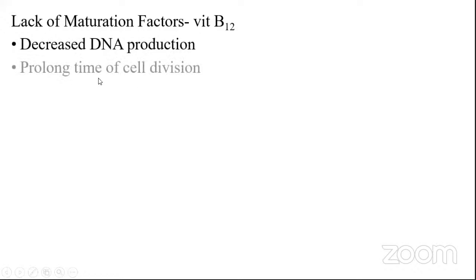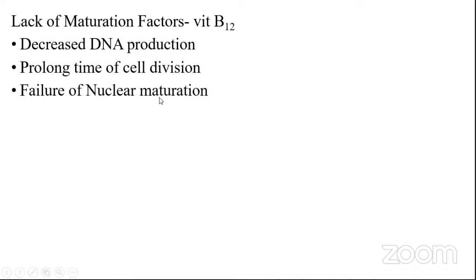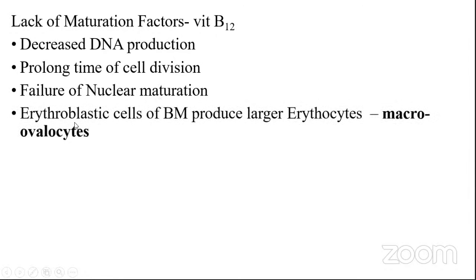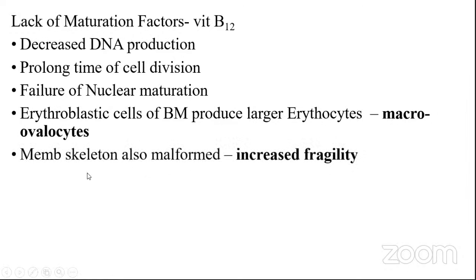Don't worry. So lack of these maturation factors, especially B12, there is decreased DNA production and it prolongs the time for cell division, and finally there will be failure of nuclear maturation. In such cases you can expect erythroblastic cells in the bone marrow, which will produce larger erythrocytes. Normally the biconcave shape is not there. They are called macroovalocytes. The membrane also is not stabilized. They are malformed, so they are more fragile.